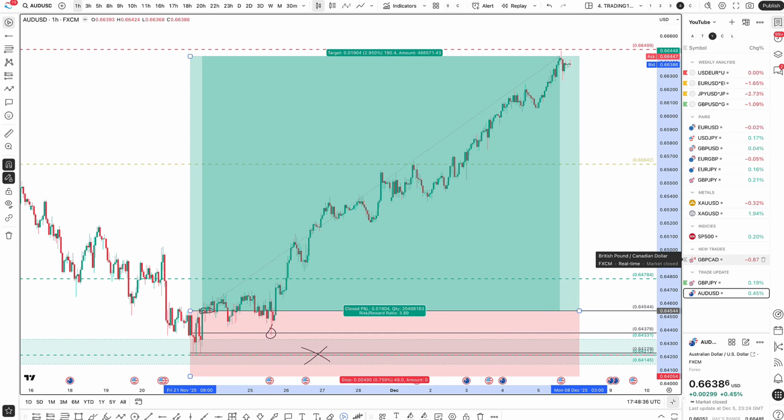So yeah, those are really the trades and trade updates. One trade last week, pound CAD, profitable trade. And then the updates, the Aussie dollar was a nice profitable trade. The pound yen, still just waiting for that to kind of roll over, but still in some profit at the moment. So yeah, that's it for this week.